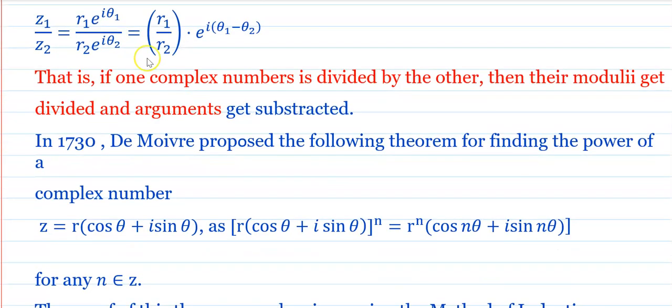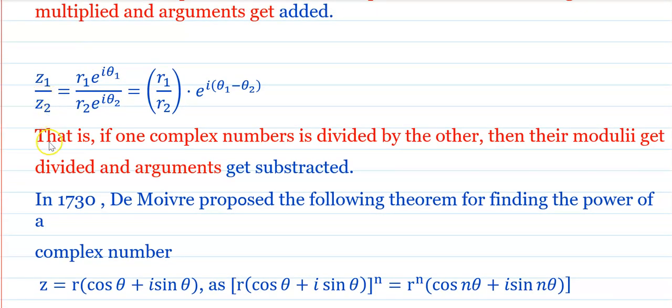Okay. Now the next, when Z1 upon Z2, it means that the two complex numbers are divided. मग काय असणार आहे? Z1 means R1 e raised to i theta 1 and Z2 is R2 e raised to i theta 2, and that equals R1 upon R2 e raised to i theta 1 upon e raised to i theta 2. Then you will get e raised to i (theta 1 minus theta 2). Okay, that is, if one complex number is divided by the other, then their moduli get divided, means R1 upon R2, and the arguments get subtracted, means theta 1 minus theta 2.